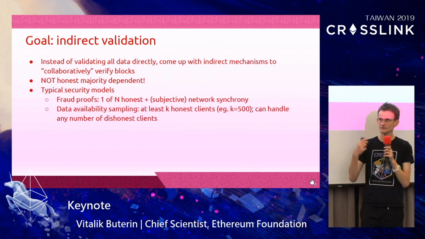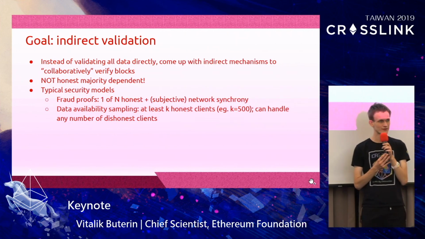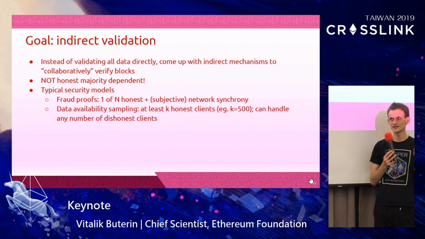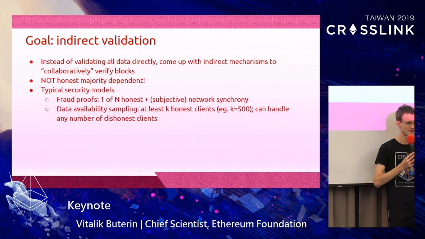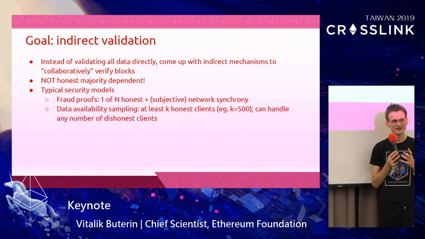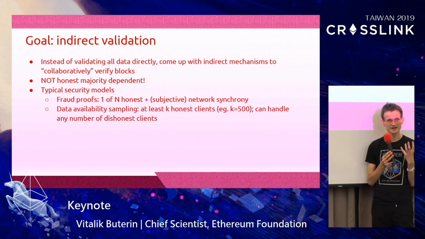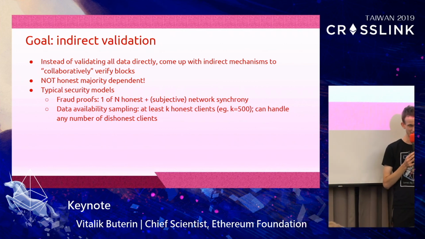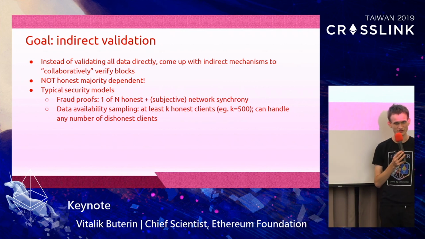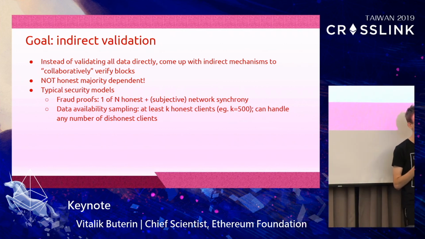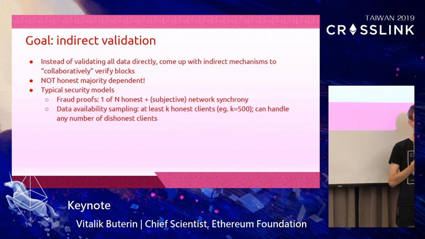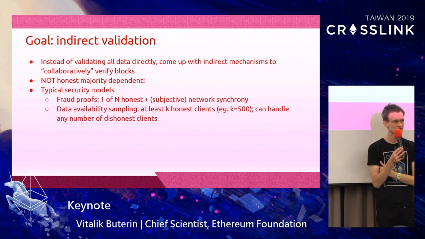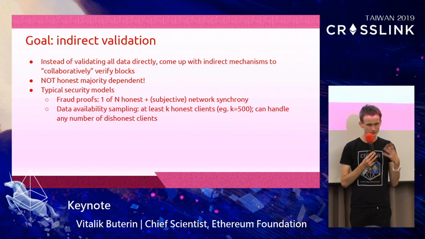So what's the goal here, right? Basically, indirect validation. In many parts of the crypto space, there is this kind of religion that says that to be a real citizen of a blockchain, you have to basically verify everything yourself, right? You have to be a full node, you have to sync the entire chain, personally process every transaction, personally verify that every transaction is valid. And there's good reasons behind this.